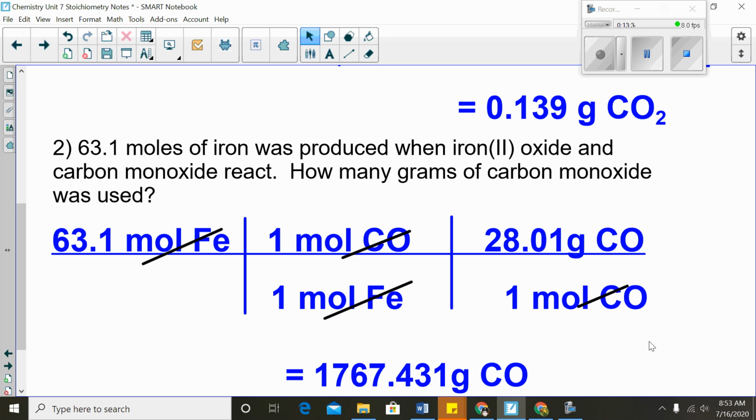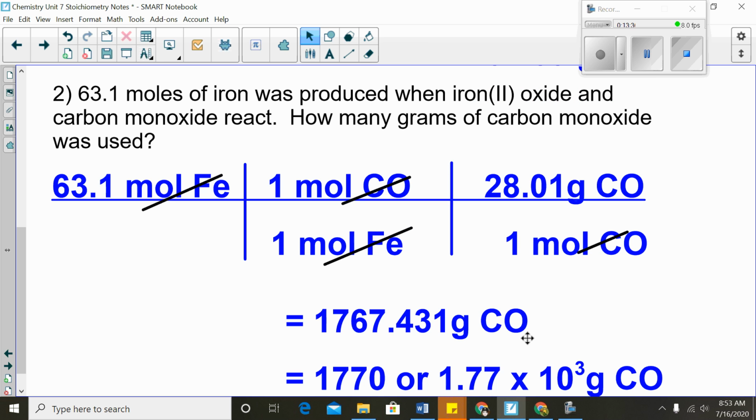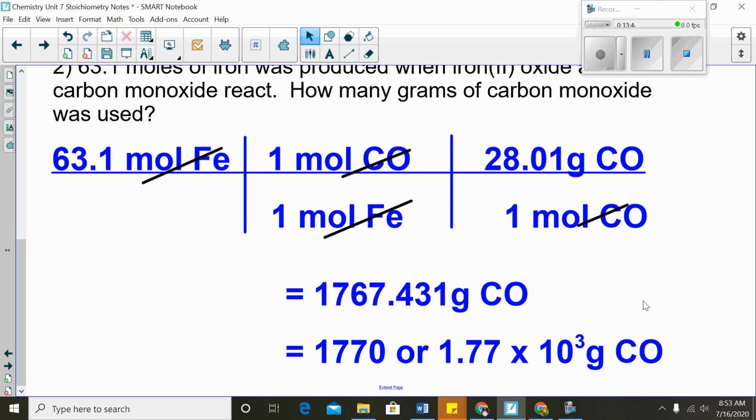So just remember that one way to do this is you can write 1770 because that 0 does not count. But if that was kind of tough, you can always put this into scientific notation. So 1.77 times 10 to the third will work as well. Either one of these is correct significant figures. Don't forget your unit, which is grams, and the substance, carbon monoxide.